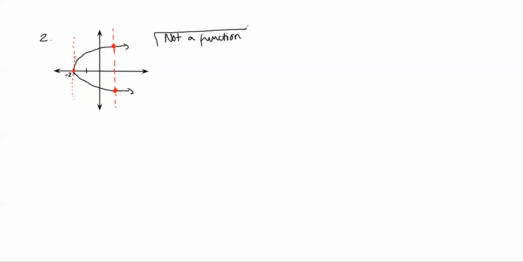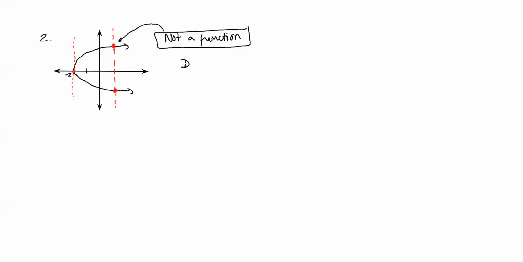So if you can draw a vertical line anywhere on the graph and it passes through 2 points, it is not a function. It doesn't matter if you find a vertical line that only passes through 1 point. We care about that one case where it passes through 2 points.